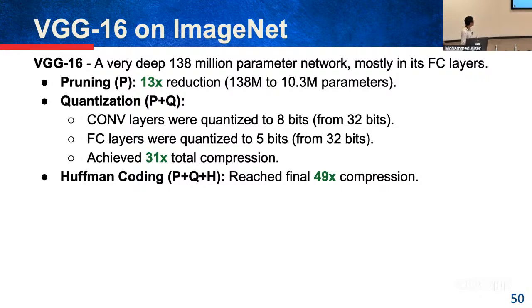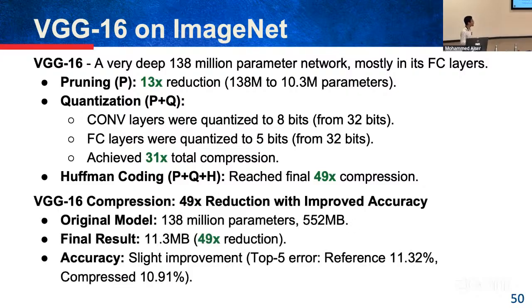And the quantization steps are similar to the previous one. The same thing is happening here: quantized to 8 bits, quantized to 5 bits, and the total compression achieved was 31x. After Huffman coding, they were able to achieve a total of 49x compression. So the original model was 552 MB, but now they were able to reduce the size to 11.3 MB.